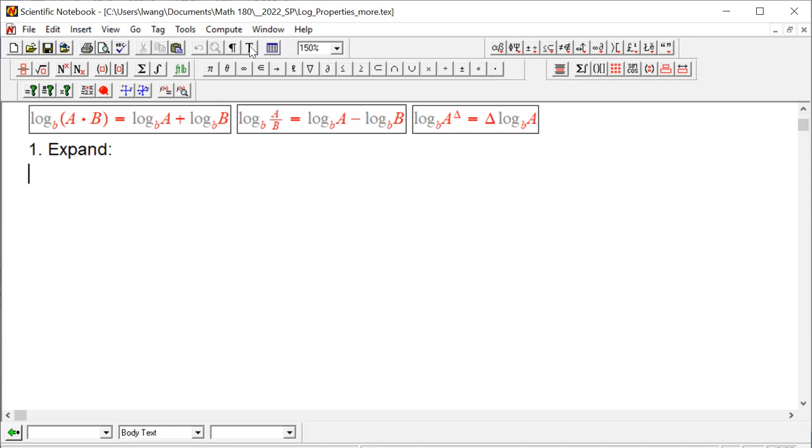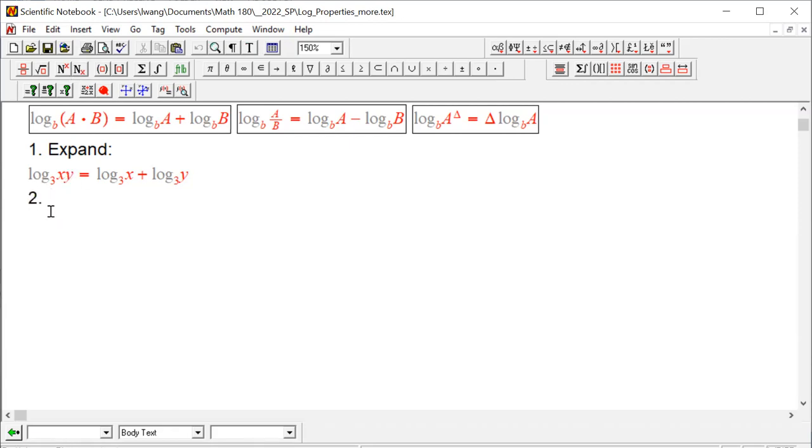For example, suppose I'm picking up some homework questions. For example, I have log base 3 of x times y. Expanding means that we apply either the product rule or quotient rule or the power rule to separate the products or quotients. In this case, we can apply the product rule, which equals log base 3 of x plus log base 3 of y. So that's expanding.